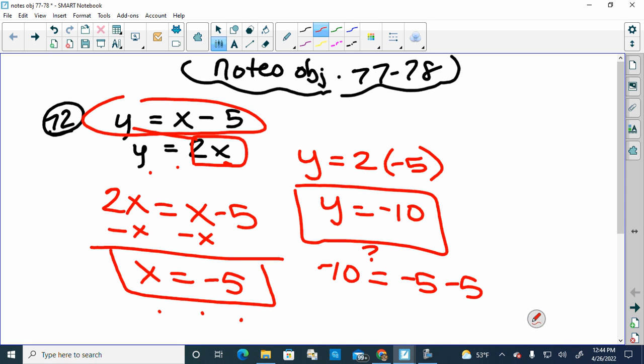Or you could plug it into the other one, okay? So if I put the x in here, we already know that's going to be a negative 10, and then on this side would be a negative 10, so it balances out. So it has to be able to work in both, otherwise you did something wrong.